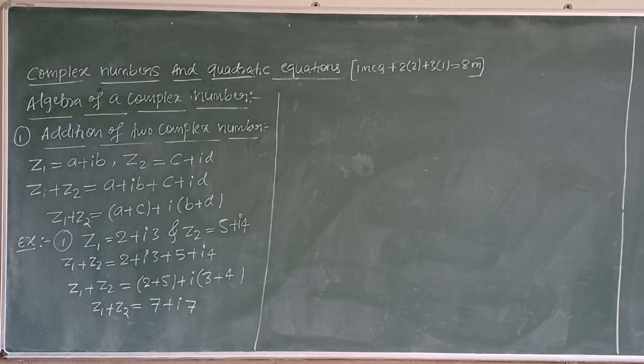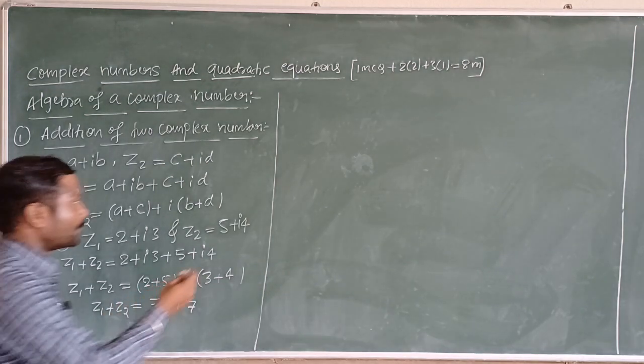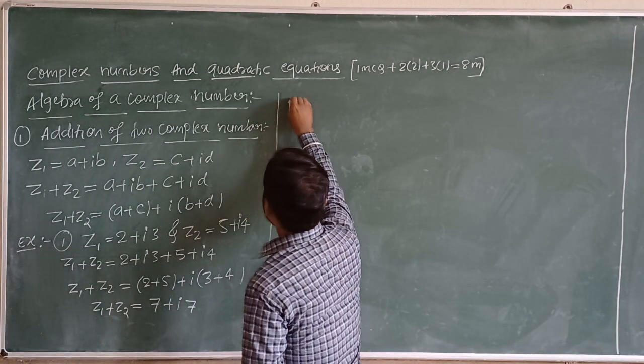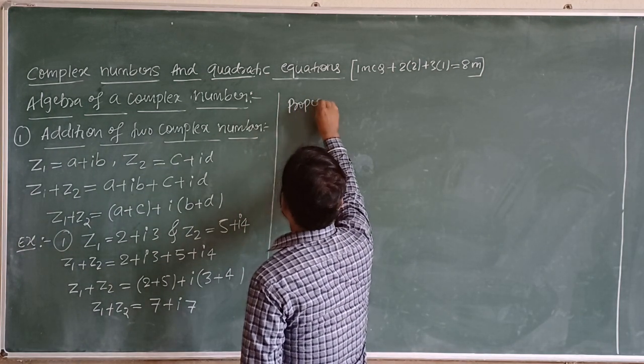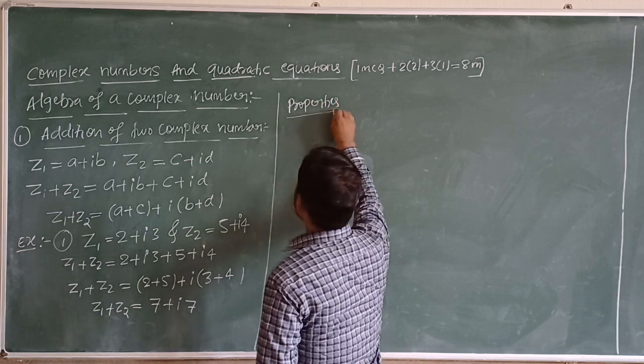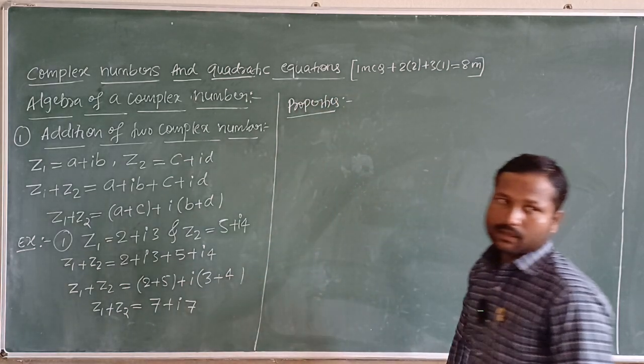Okay, next we take the properties of two complex numbers. What are the properties in the addition of two complex numbers?